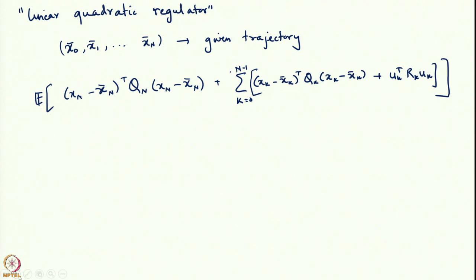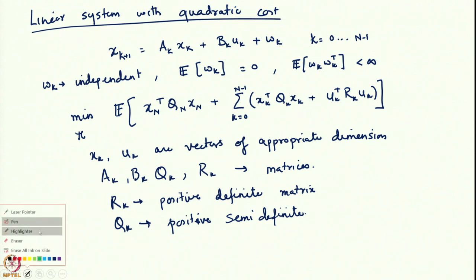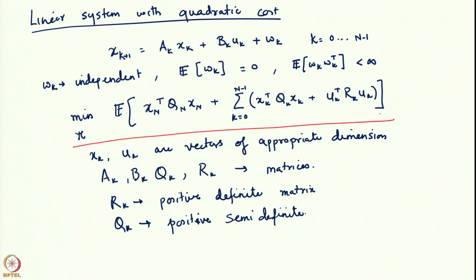Okay. Now, what we will do is solve this particular problem using once again the dynamic programming equation. So, the agenda now is to apply dynamic programming to solve the above problem, and by above problem I mean not this specific form of regulation, but this general form that I have written out here. Okay, so this is the problem that we will be looking to solve, the one in the red box.